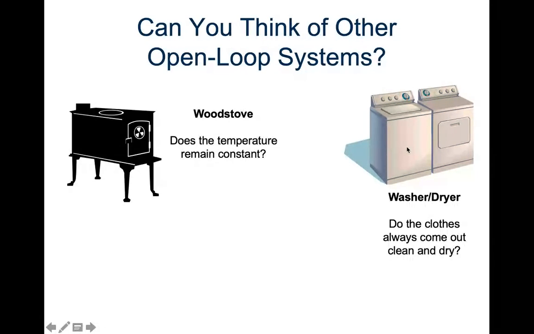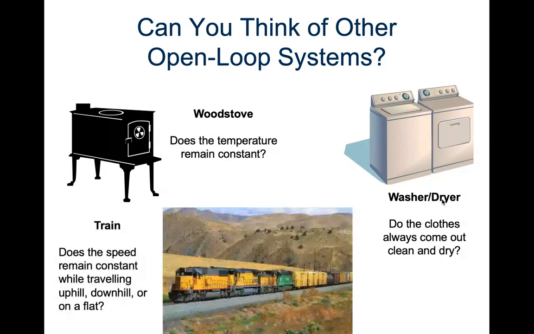Washers and dryers. Your desired result is to have clean and dry clothes. Now, sometimes you go through the whole process, take the clothes out of the dryer, and they're still a little damp because the dryer did not have a way of determining if the clothes were actually dry or not. They were simply set to dry for a certain amount of time.